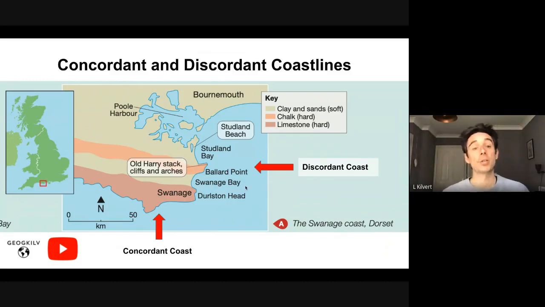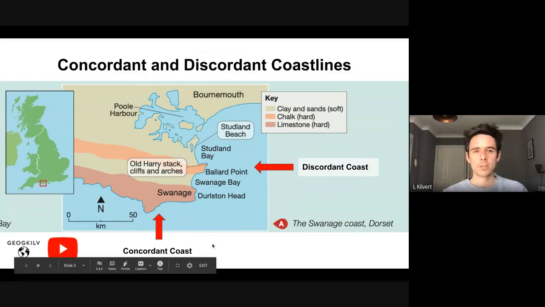And that brings us to our features that we're looking at in this lesson, which is the formation of headlands and bays. Now, before we can talk about the formations of headlands and bays, we've got to be 100% clear on what we mean by a concordant coastline, where all of the rock type is the same, and a discordant coastline, where you get alternating bands of hard and soft rock. So let's have a look at my definitions. My definitions look like this.